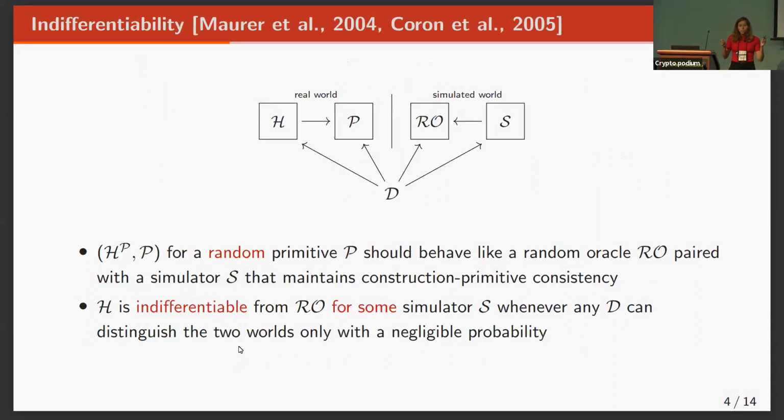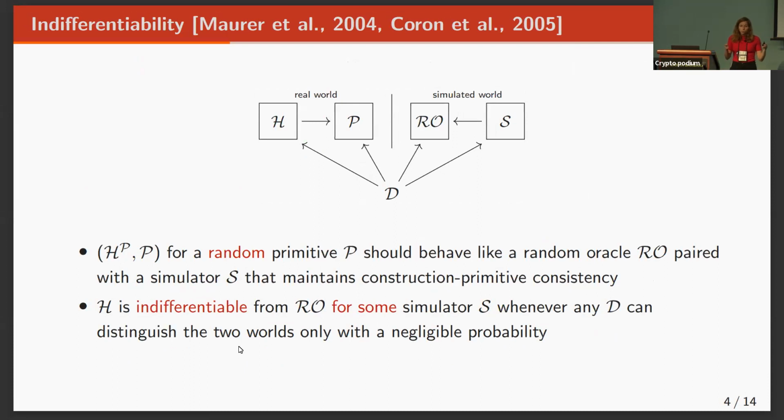Indifferentiability is a distinguishing game where the adversary is either in the real world or in the simulated world. In the real world, it has access to a primitive P that we assume to be ideal, so sampled uniformly at random. It also has access to the hash construction using this primitive. In the simulated world, the hash construction is replaced by a random oracle and the primitive by a simulator.